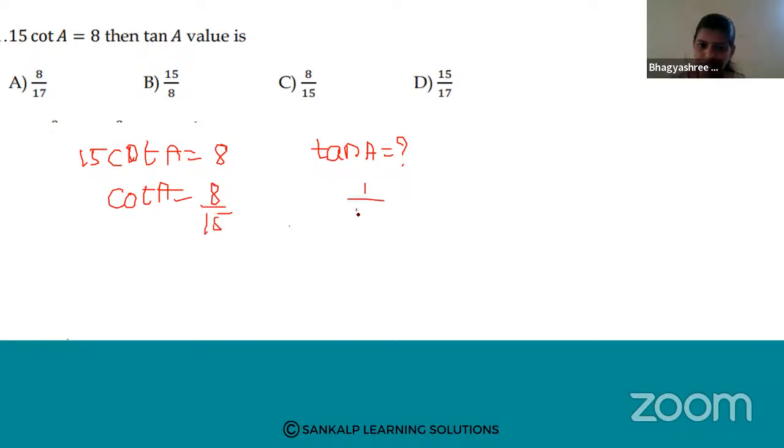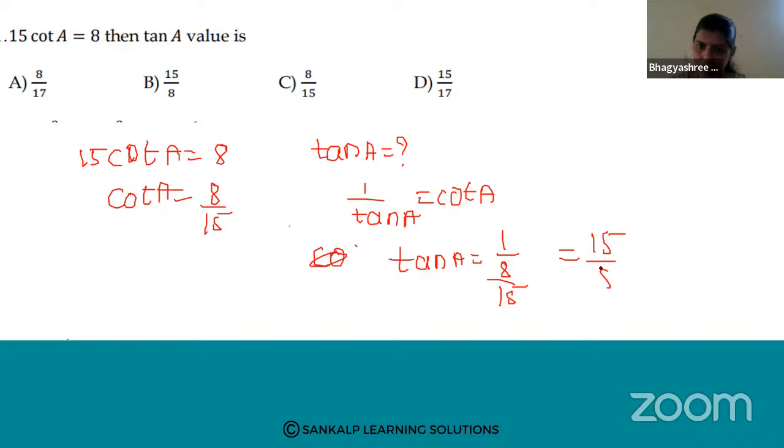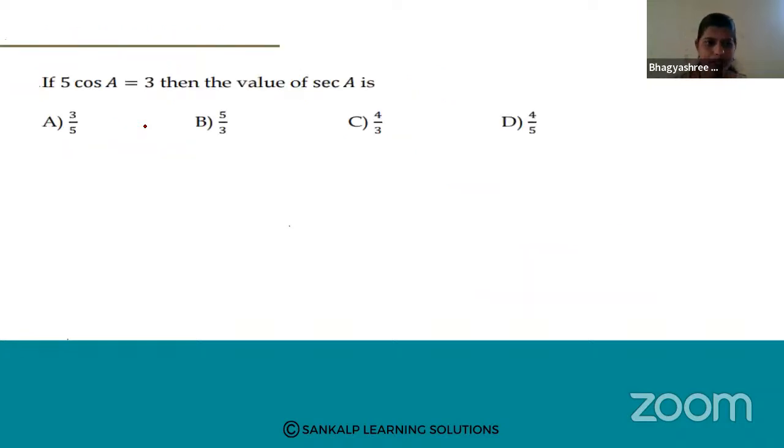So we know 1 divided by tan A is cot A, right? So 1 divided by tan A is cot A. So tan A is equal to 1 divided by 8 divided by 15. So transfer this 15 to this side. It becomes 15 divided by 8. Is it there in the option? Yes, 15 divided by 8 is right answer. Next. It is also same.